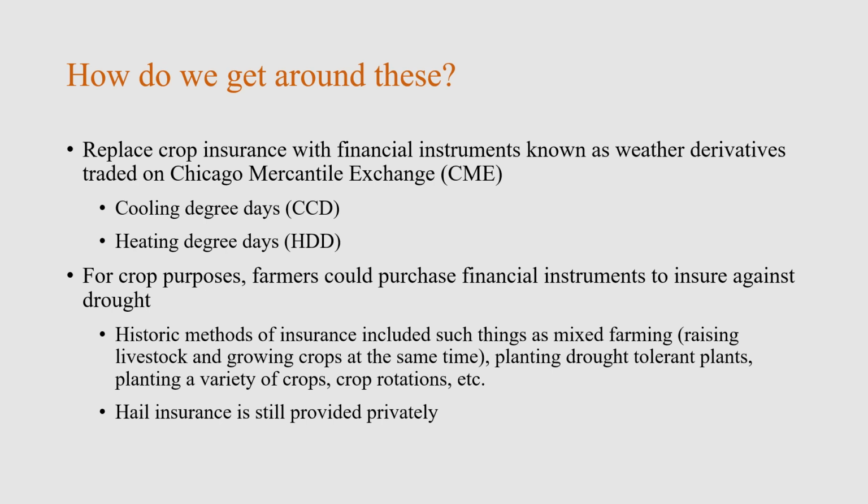For crop purposes, farmers could purchase financial insurance to insure against drought. But historically, they've also used methods of insurance that included things such as mixed farming, that is, raising livestock and growing crops at the same time, planting drought-tolerant plants, planting a variety of crops, and using crop rotations. Hail insurance is still provided, but it's done privately.